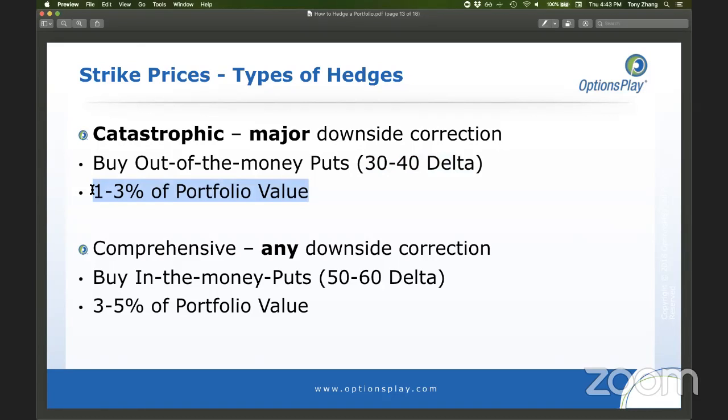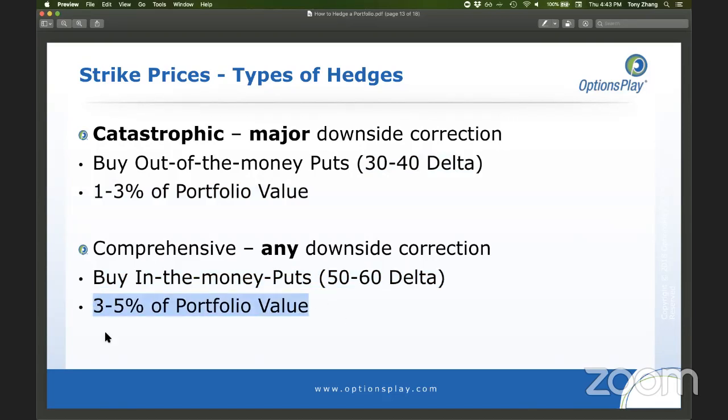And then on the other hand, if you want more comprehensive coverage, meaning you want to just protect yourself against any downside, any correction, whether it's 5%, 7%, even smaller than that, maybe even just 3 to 4%, you can certainly do so. It's going to cost you a lot more, but this is where you buy in the money put option, so about 50 to 60 delta, and this will cost you roughly about 3 to 5% of your portfolio value.